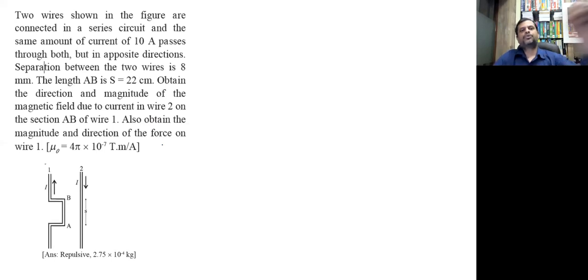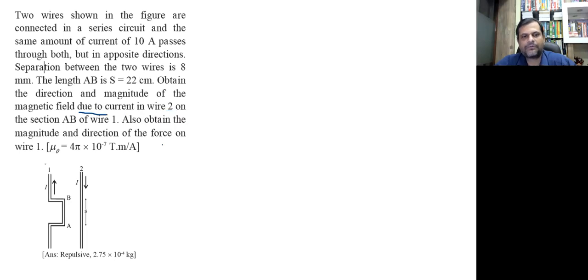Okay, see here, two wires shown in the figure are connected in series circuit, and the same amount of current, that is of 10 ampere, passes through both, but in opposite direction. The separation between the two wires is 8 millimeter. The length of AB is S. देखो डायग्राम में लिख रहा है यहाँ पे A से लेके B तक का जो लेंथ है तो वो दे रखा है, ये देखो ये डिस्टेंस दे रखा है उन्होंने, that is 22 centimeter, right? And obtain the direction and magnitude of the magnetic field due to the current in the wire 2.